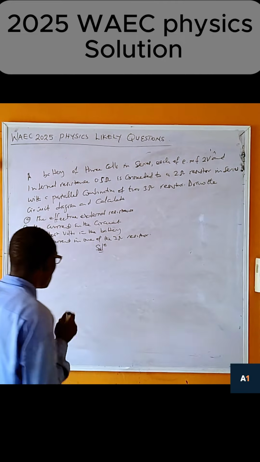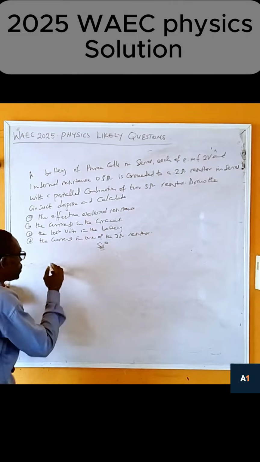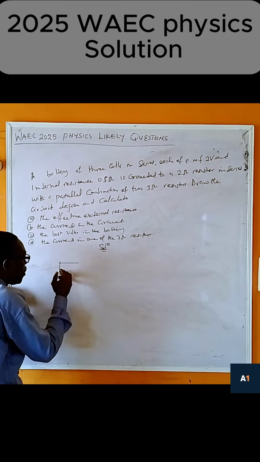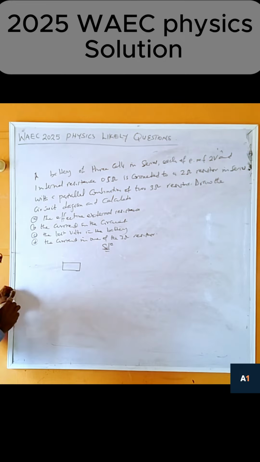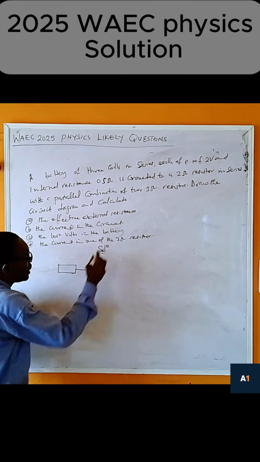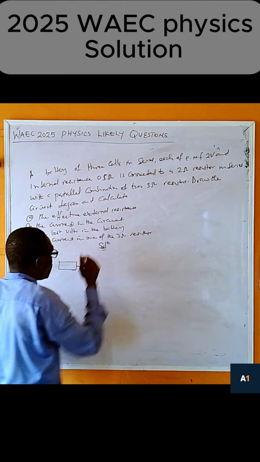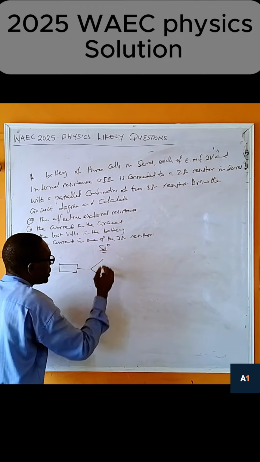Draw the circuit diagram. The first thing you do is draw it like this. This is the symbol of a resistor. That is why you must know all the symbols. Now you connect it to the 3 ohm resistors, two of them, so it will now branch like this.